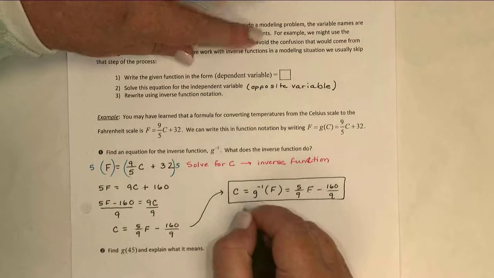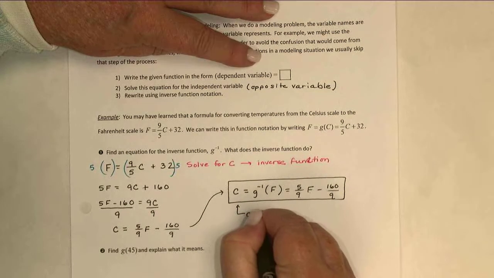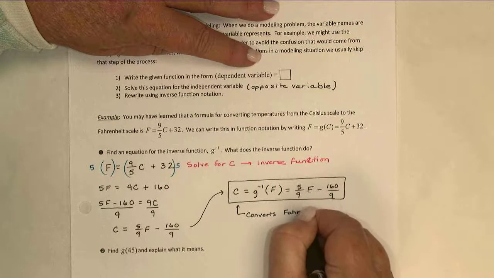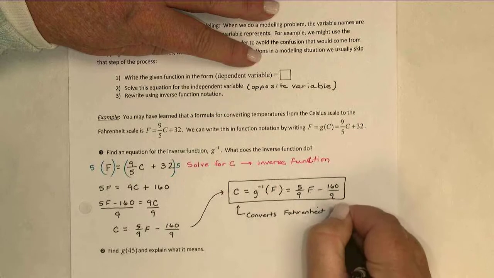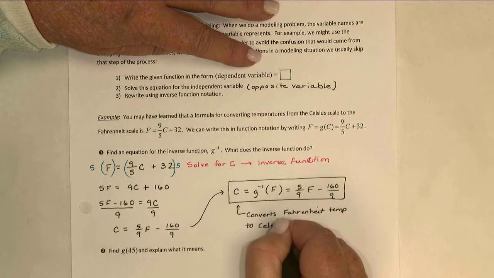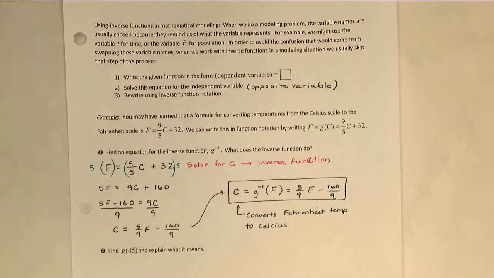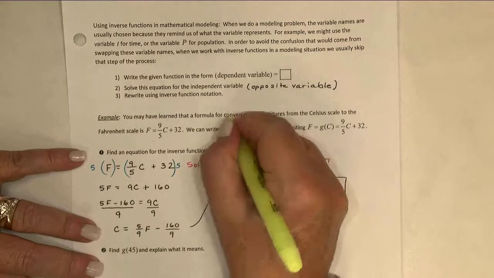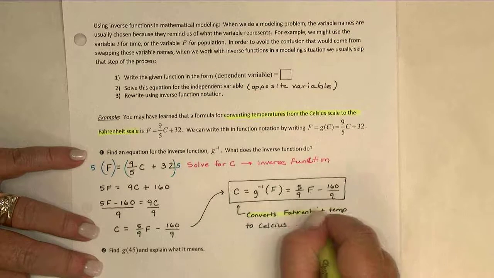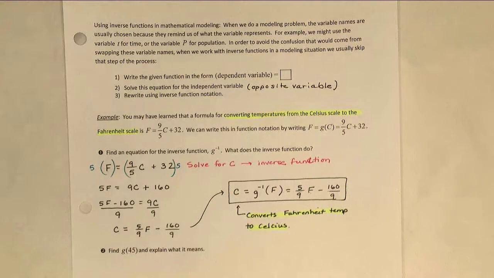Okay. This inverse function converts Fahrenheit temperature to Celsius. And again, by comparison, that's exactly the reverse of what the original function did. So that inverse idea is still there.